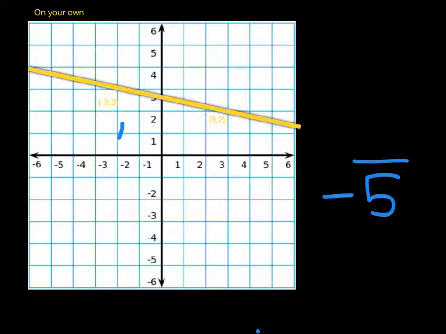Now we need to do our rise, excuse me. We're going to go up 1, so that would be a positive 1. And we still get a negative 1/5, either way you slice it. So it doesn't matter what point you start from, you'll still get the same slope.